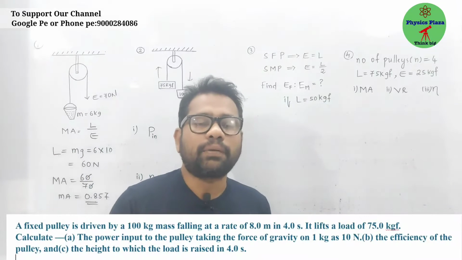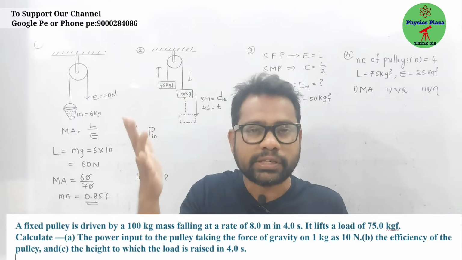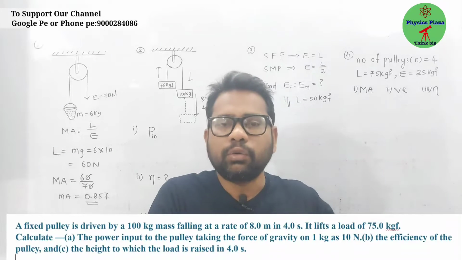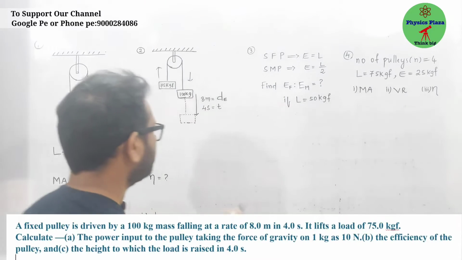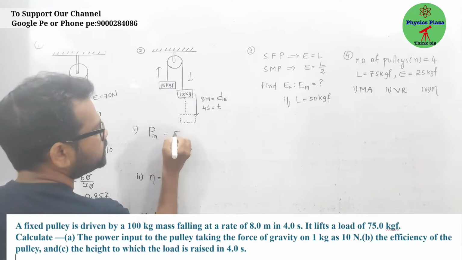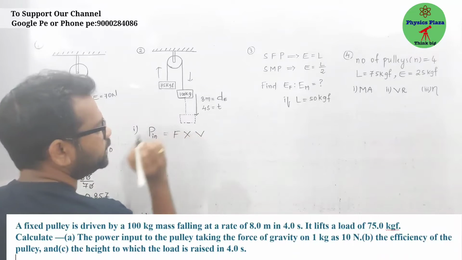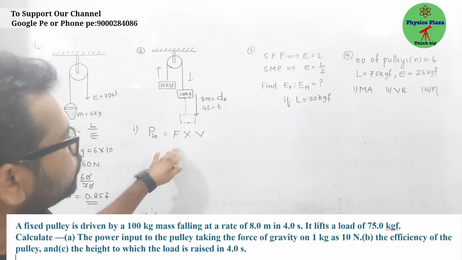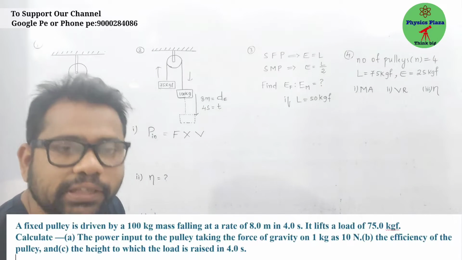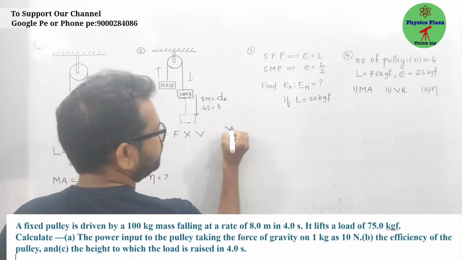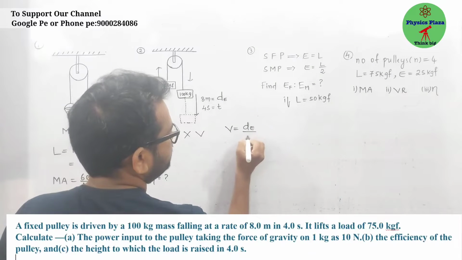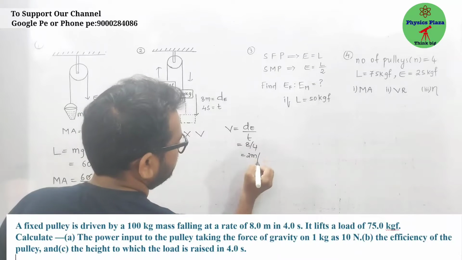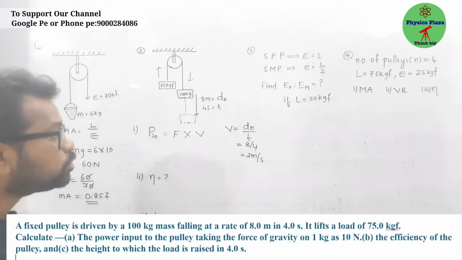Children, if you want to calculate the power, generally we think power is work by time. But here work is not involved. Of course, work is done, but no need to go for that formula. One more formula: power is equal to force into velocity. How can we calculate velocity? Velocity is equal to effort displacement by time, that is 8 by 4, so it is 2 meters per second. Velocity is calculated. But how do we calculate force?